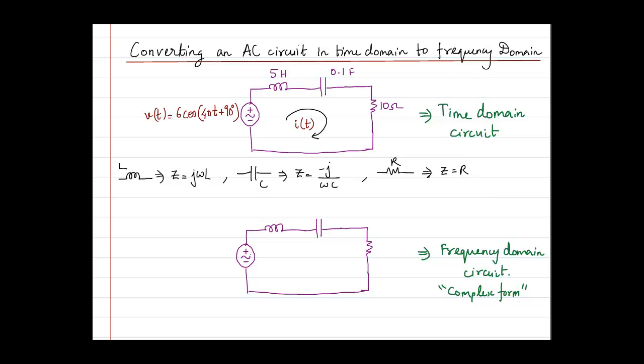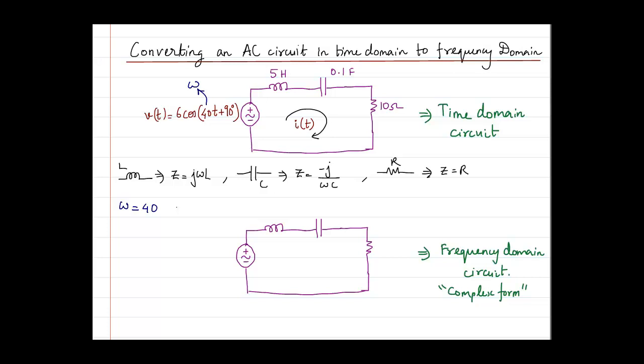The first thing I have to do for this conversion is find out the value of omega. Isn't it? What is omega? Here, this is the voltage source which gives the frequency. And what is the frequency here? Omega. Omega is going to be 40. So this is our omega. So for omega equal to 40.